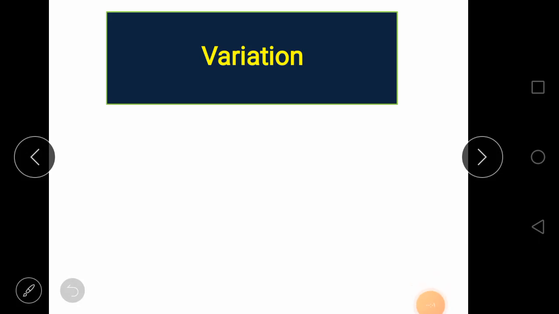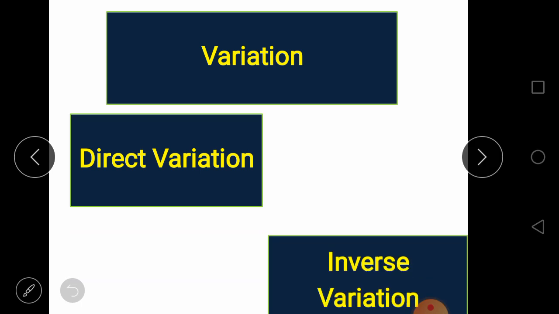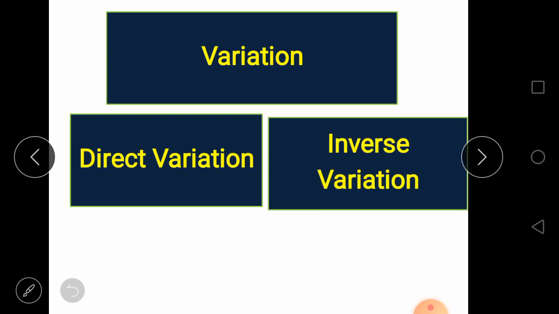Here, in mathematics, we have variation. Variation is a relationship between two different letters or variables. They are either direct variation or inverse variation. First of all, we have to know the steps to find the answer to the question.